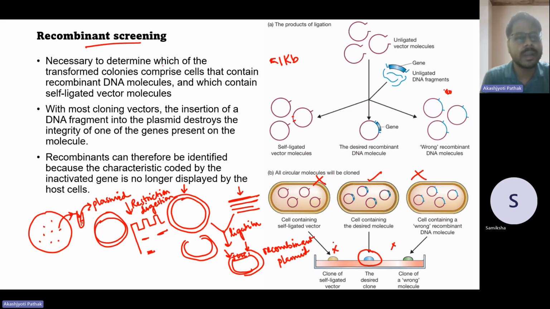So it is necessary to determine which of the transformed colonies comprise cells that contain recombinant DNA molecules and which contain self-ligated vector molecules. Okay. With most cloning vectors, the insertion of a DNA fragment into the plasmid destroys the integrity of one of the genes present on the molecule. So you must have studied about insertional inactivation in class 12. Have you heard of this term? Yes, sir. So what is the meaning of this term, insertional inactivation?